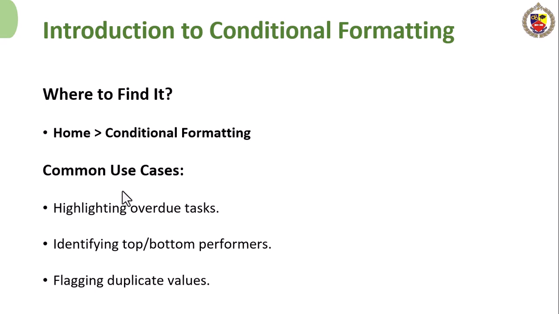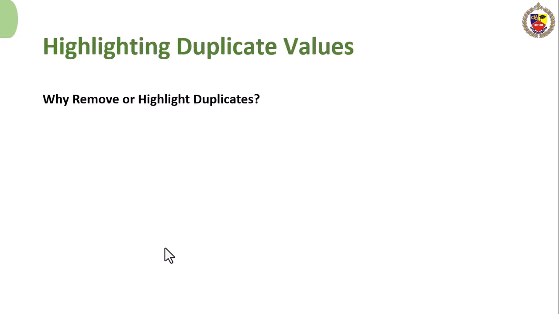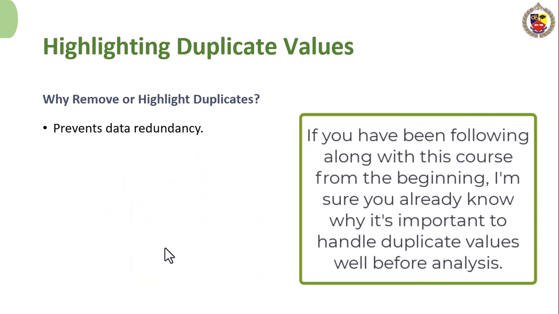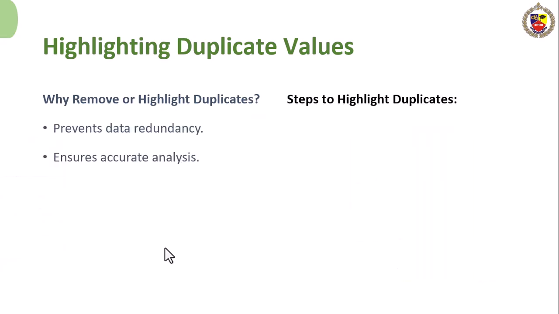One of the common use cases of conditional formatting is to highlight overdue tasks, identifying top or bottom performance, flagging duplicates. Those are use cases of conditional formatting. Why should we remove duplicates or highlight duplicates in our data set? It prevents data redundancy. It also ensures accuracy of our analysis, which is very, very important and what we are trying to ensure. So I believe you have known how to highlight duplicates in your data set.